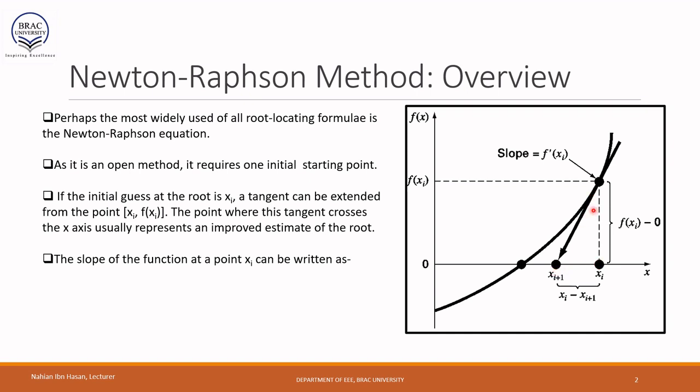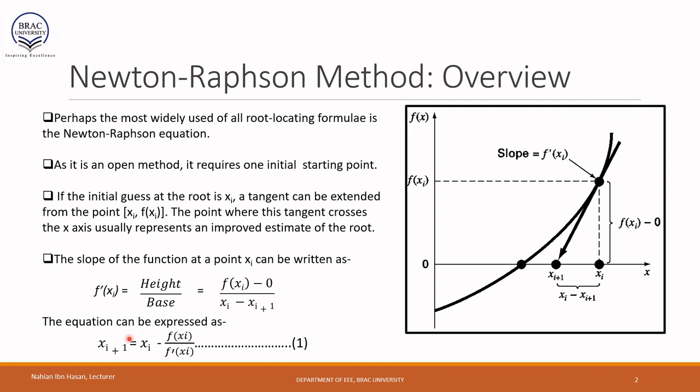So we are going to find the slope of this tangent at this point. That means f prime of xi at the xi point. The slope of the curve is the height divided by the base, and the height is f of xi minus 0, and the base is xi minus xi plus 1. If we reformulate and rearrange this, we get xi plus 1 equal to xi minus f of xi divided by f prime of xi. So equation 1 is our basic Newton-Raphson formula.